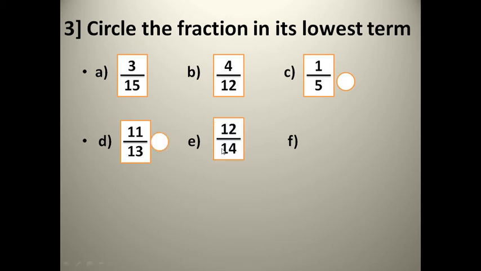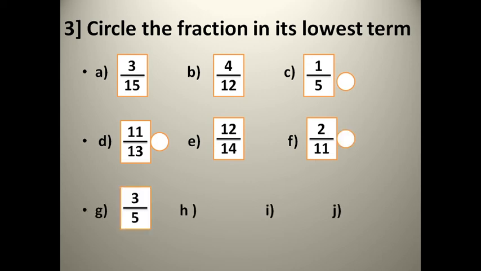Now next here 12 and 14. Here I can divide by 2 and make it in the lowest term. So I cannot circle because I can convert this fraction to its lowest term. Now next here 2 and 11. Can I find any number to divide 2 and 11? No. It means 2 and 11 is in its lowest term. Now here 3 and 5. Here also I cannot divide 3 and 5 by the same number. So this is also in the lowest term.